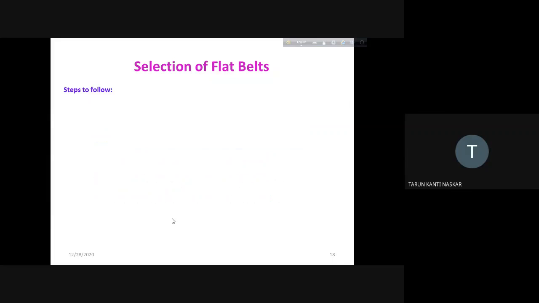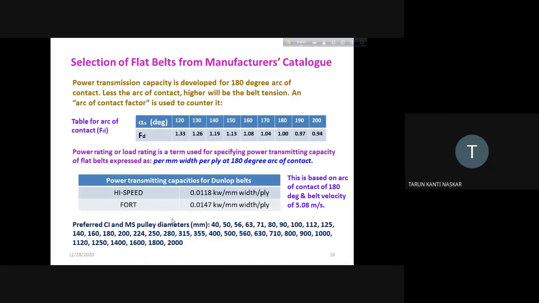Suppose, where is the preferred table? This is the preferred table. Suppose you have calculated 38. So what should you do? Considering the speed, you have calculated 38, but you have to make it 40. So whenever you make it 40, then the speed will change. Clear?